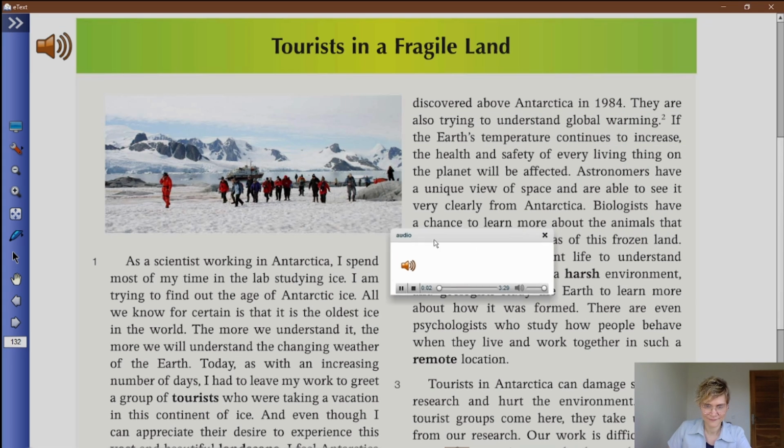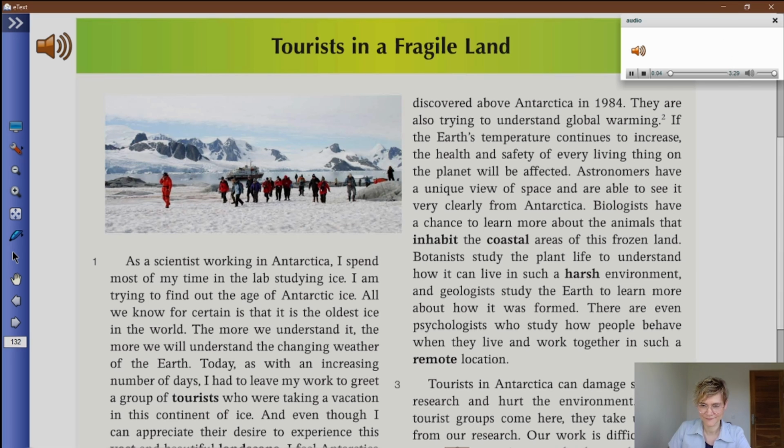Tourists in a Fragile Land. As a scientist working in Antarctica, I spend most of my time in the lab studying ice. I am trying to find out the age of Antarctic ice. All we know for certain is that it is the oldest ice in the world. The more we understand it, the more we will understand the changing weather of the Earth.